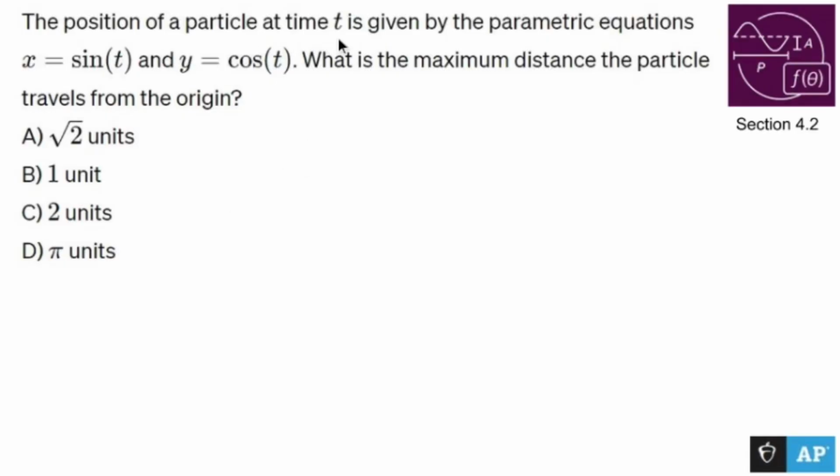The position of a particle at time t is given by the parametric equations x equals sine t and y equals cos t. Ooh, a circle. What is the maximum distance that the particle travels from the origin?